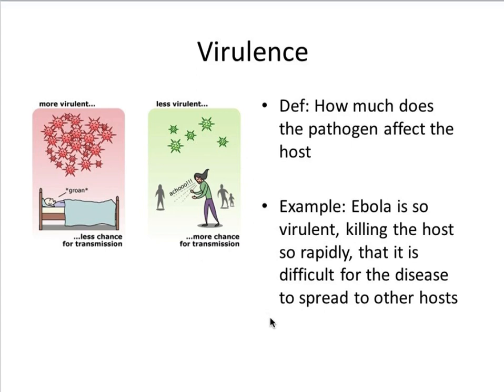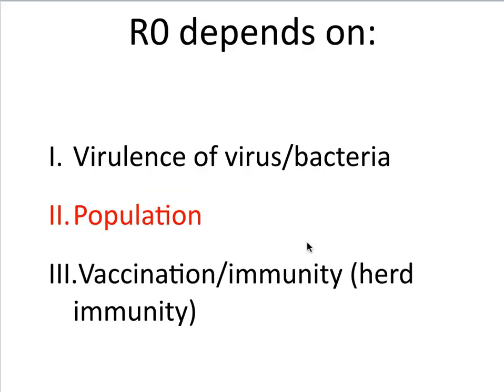So for example, Ebola is very virulent, but it kills the host so rapidly that it's difficult for the disease to spread to other hosts. So that's what you usually see: the more deadly a virus is, the smaller R0 will be, because the virus then doesn't have a chance to spread. So another factor that determines R0 is the population.